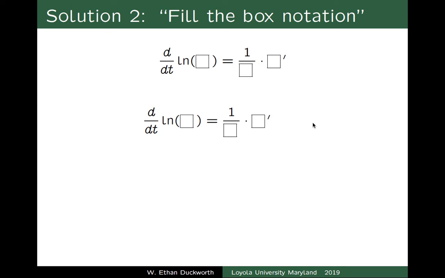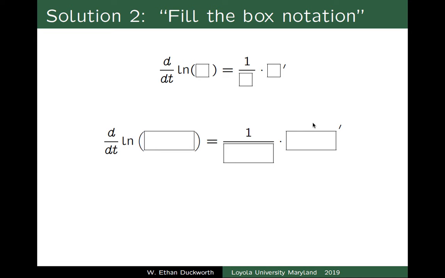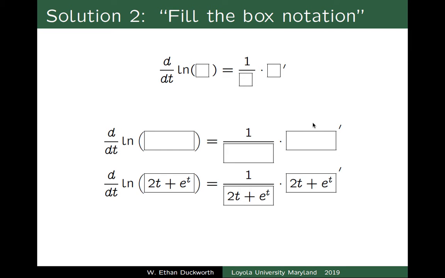So let's now apply it to this function. And let me make the boxes a little bit bigger so that we have room to put a more complicated formula in there. So that's the way it looks. And now you could just take that formula and write it on a piece of paper and fill those boxes with 2t plus e to the t. And again, each box gets the same thing.